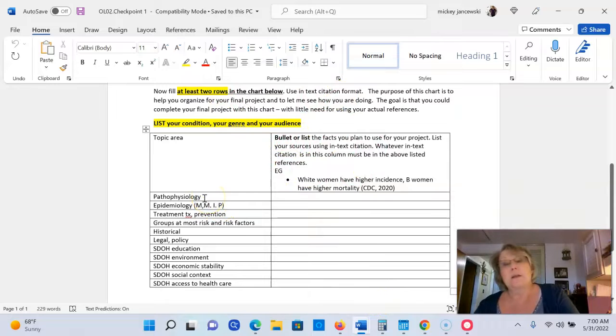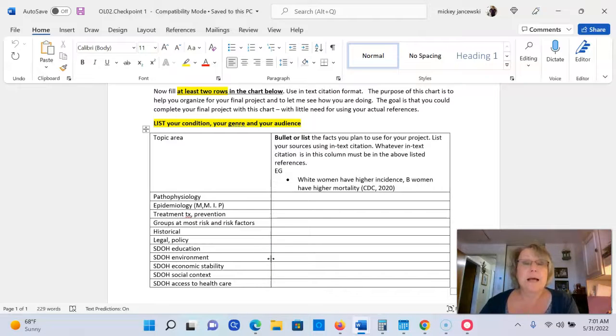Pathophysiology is cellular, what happens cellularly if you have a disease. Epidemiology is mortality, morbidity, incidence, and prevalence. Treatment and prevention, groups most at risk and risk factors, key historical factors, legal policy factors, and then the 5 social determinants of health that we're going to go over. You need to fill in 2 of these rows.